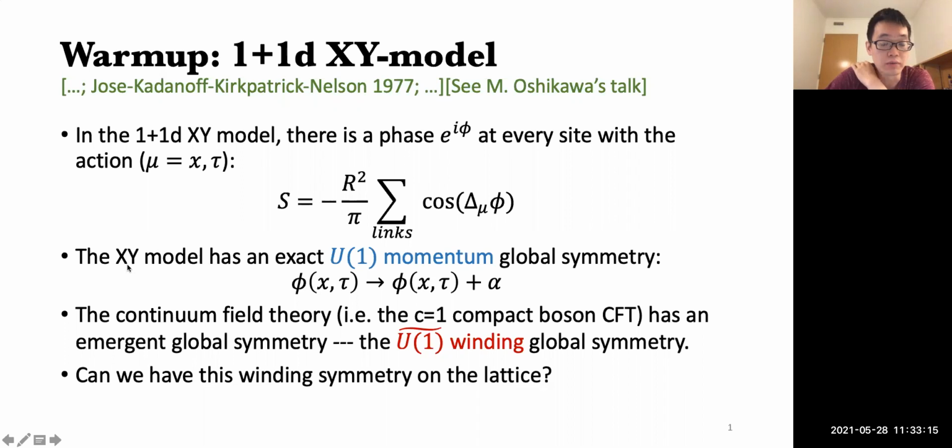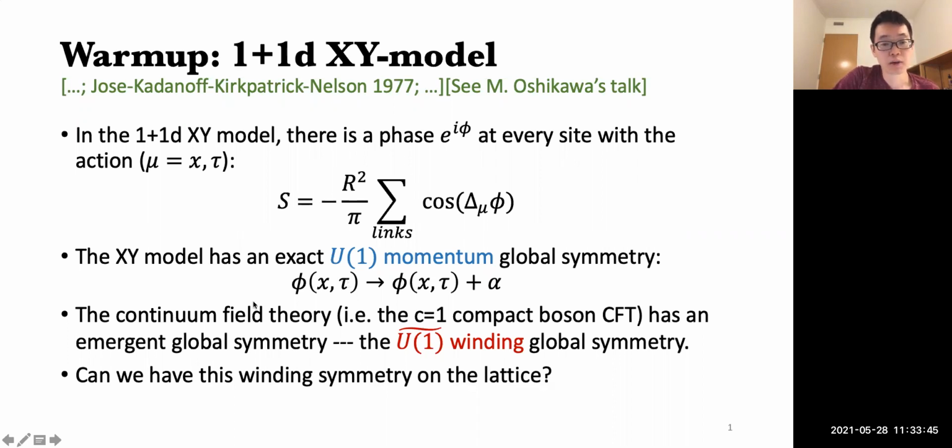As Hota already reviewed, this XY model on the lattice has an exact U(1) momentum symmetry, where the term momentum here refers to the target space. And this is the terminology commonly used in high energy physics. In any case, there is an exact U(1) global symmetry that shifts the circle-valued variable phi by a constant. On the lattice, that's the only U(1) global symmetry.